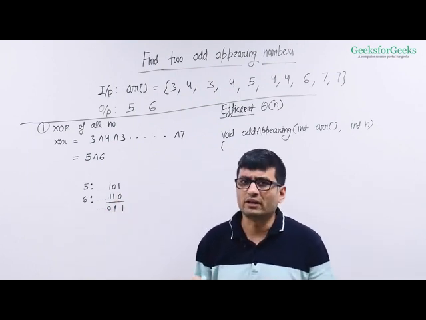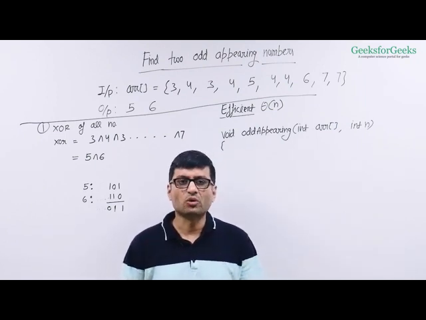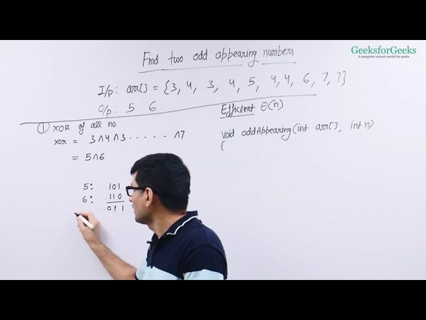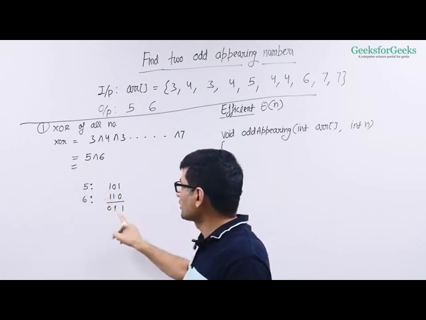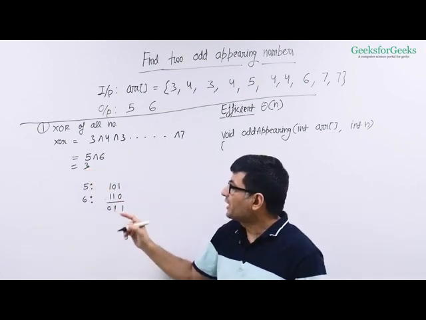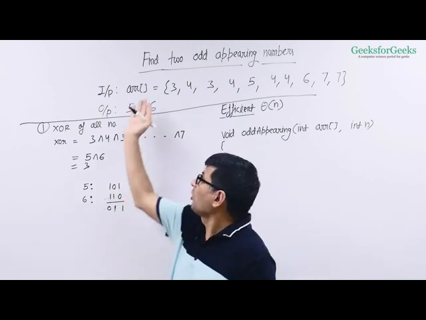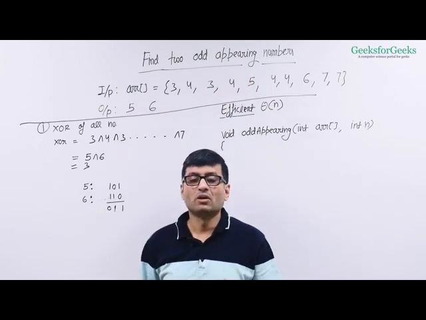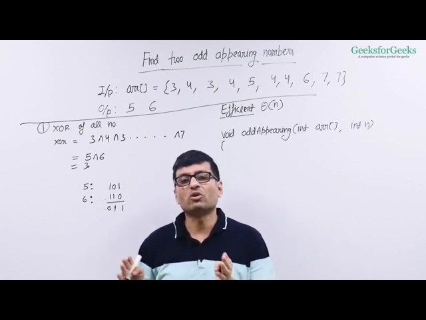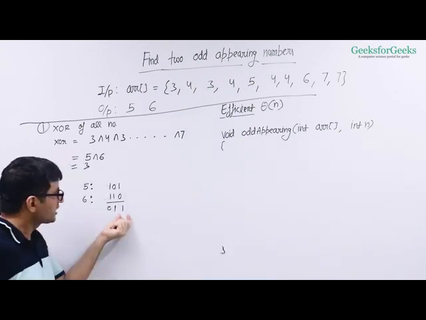Now this XOR has 1 when the bit is different in 5 and 6. We use this idea. How do we use it? We take a set bit of this XOR. This is our XOR. XOR of 5 and 6 is this number, which is 1 and 2, 3, right? The binary representation of 3 is this. Now we take a set bit in this number 3 and we divide all the numbers of the array into two sets. One set of numbers has this bit set and one set of numbers doesn't have this bit set. Let's explain this with an example. So we consider any set bit of this 3.